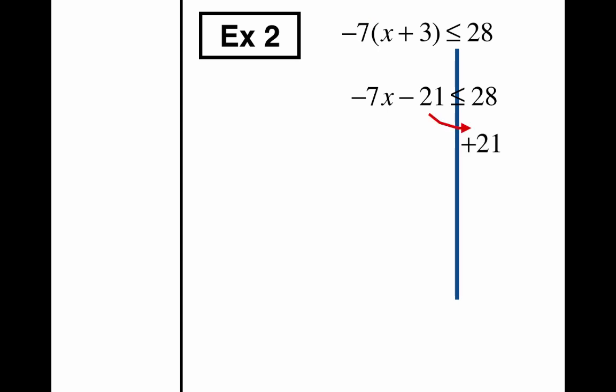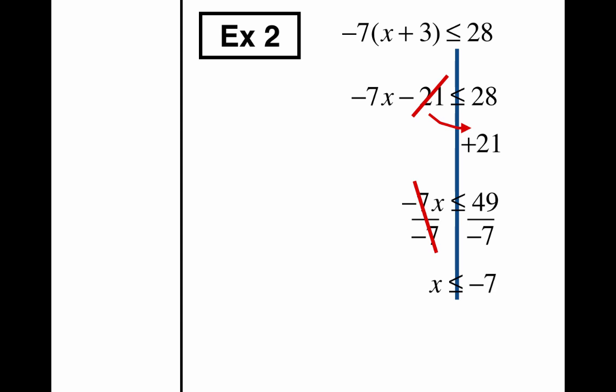Then we add the 21 over. We get the negative 7x by itself. 28 plus 21, that's going to be 49. And then to get rid of the negative 7, we've got to divide it away. So x is going to be all alone now, less than or equal to 49 divided by negative 7. Let's see, 49 divided by 7 is 7, but it would have to be a negative 7.